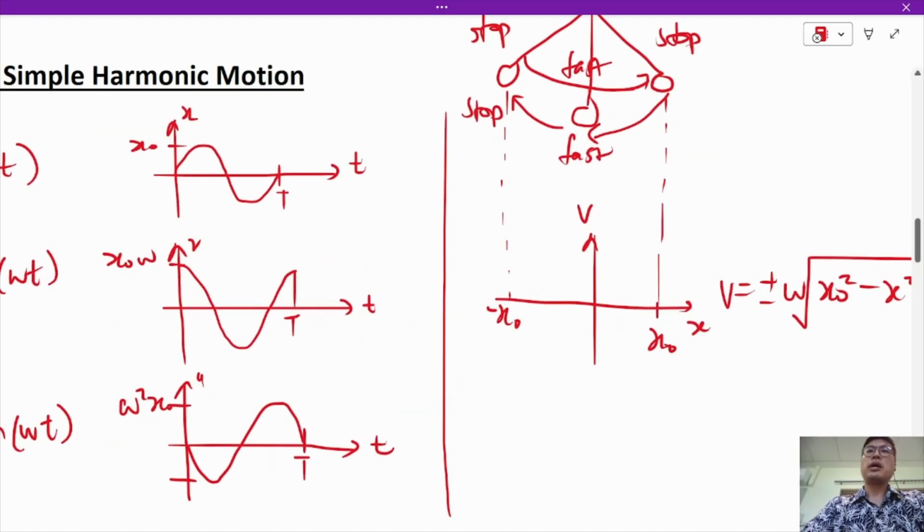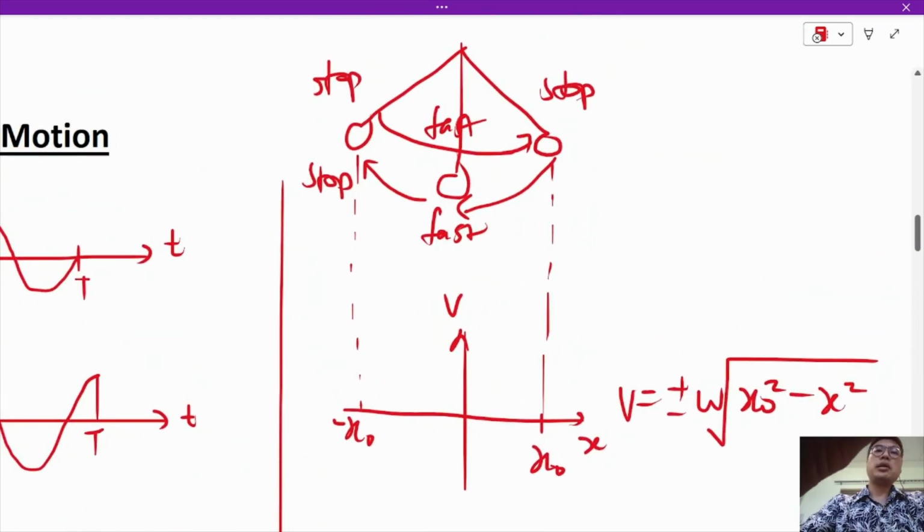So let's take a look at how it works. On the left-hand side, the velocity is 0. When it goes to the middle, the velocity is fast. Then when it goes to the end, the velocity is 0 again. Now, that doesn't stop there because the pendulum comes back again. So when it goes backwards, remember, the velocity is negative velocity.